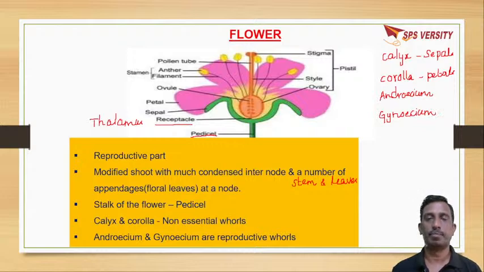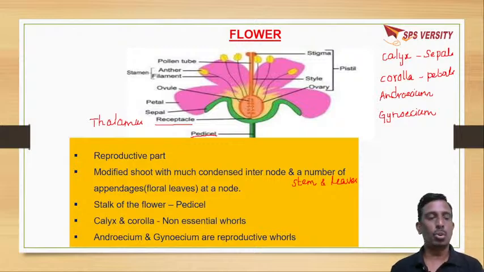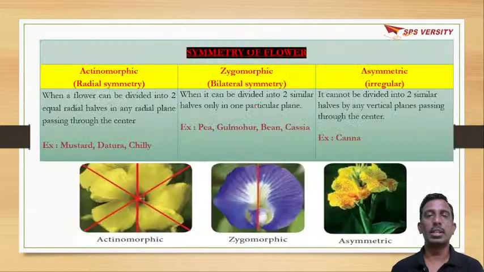pistil. You can see this in the picture. This is calyx, these are sepals, and these colorful ones are petals. The next is stamens. And in the center, the whorl is gynoecium, which is made up of pistils. So the flower plays an important role in the sexual reproduction of organisms.